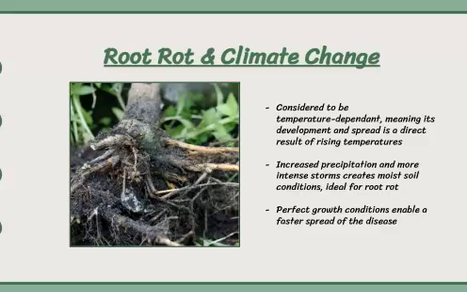With an increase in temperature of moist soils, the ideal breeding ground for this disease is created. Additionally, these conditions allow root rot to spread at even faster rates, as warming soils and increased precipitation is now occurring further from the equator.